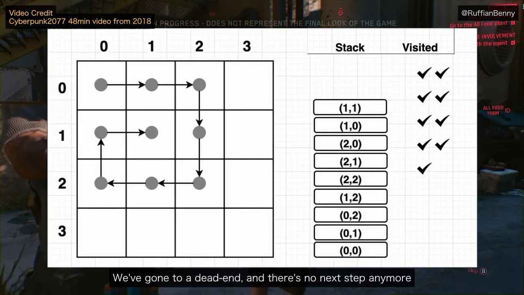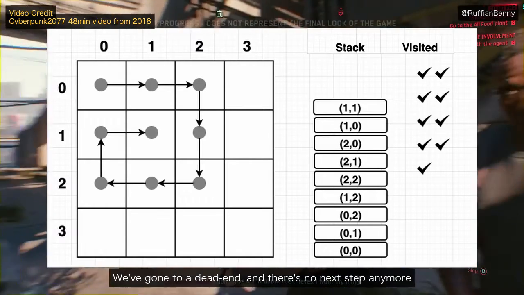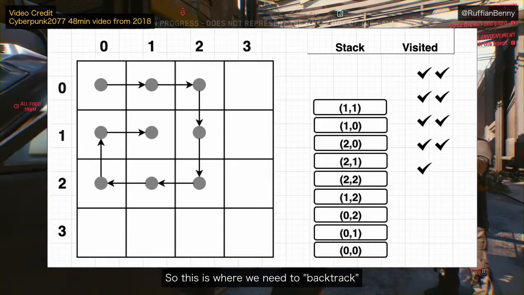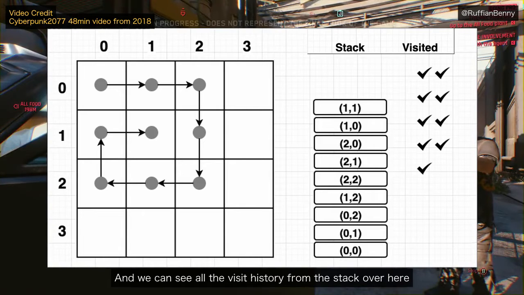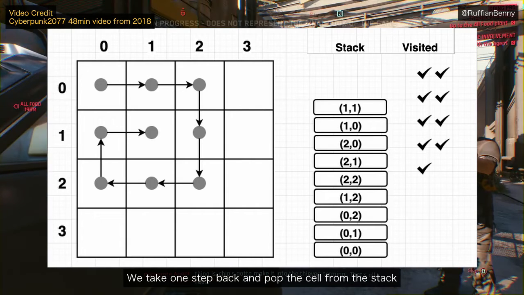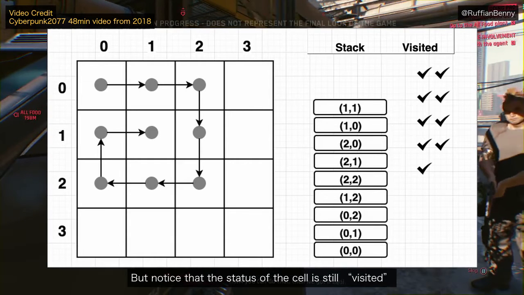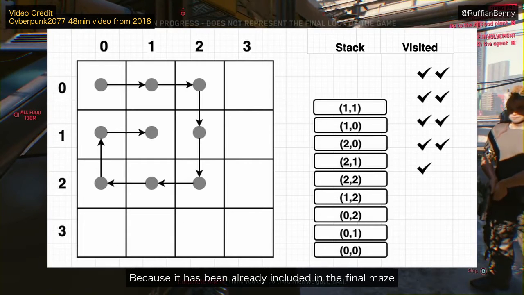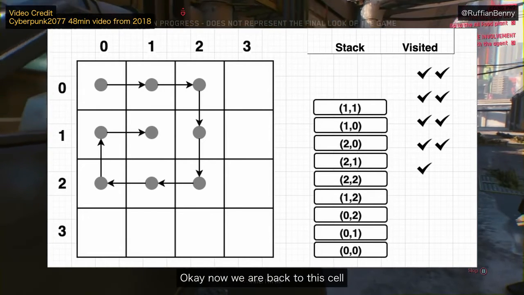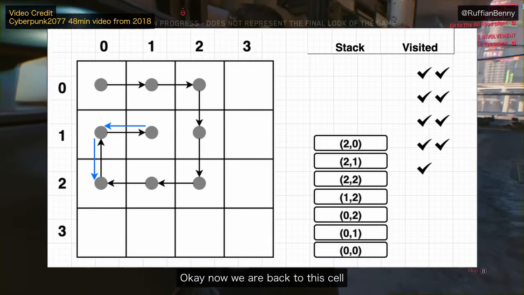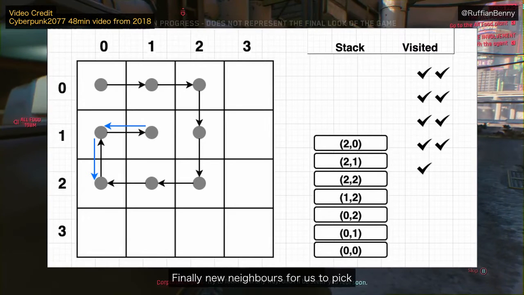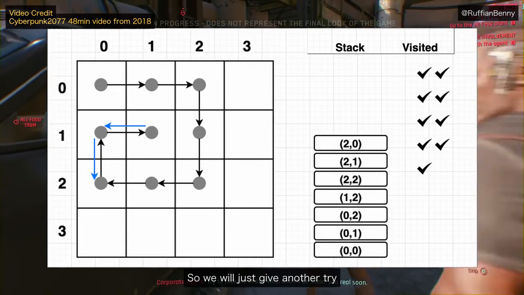We've gone to a dead end, and there's no next step anymore. So this is where we need to backtrack, and we can see from the visit history in the stack over here. From where we are now, we take one step back and pop the cell from the stack. But notice that the status for the cell is still visited, because it has already been included in the final maze. We'll see that much more clearly in the end. Okay, now we are back to this cell. Finally, new neighbors for us to pick, so we'll just give another try.